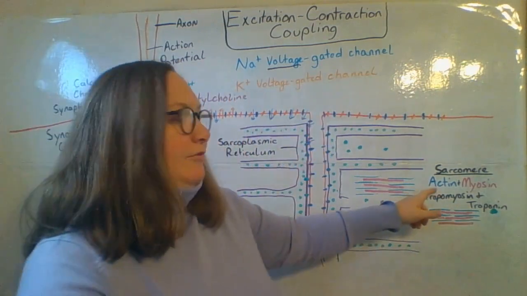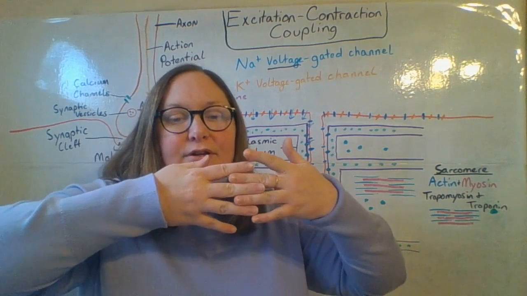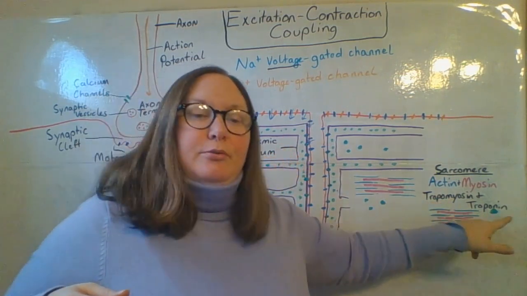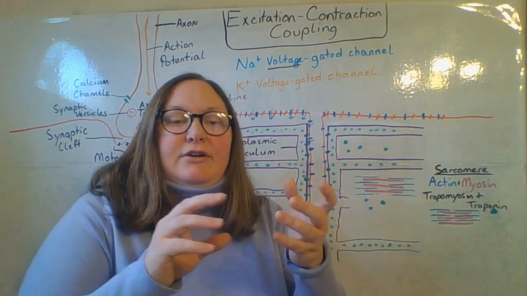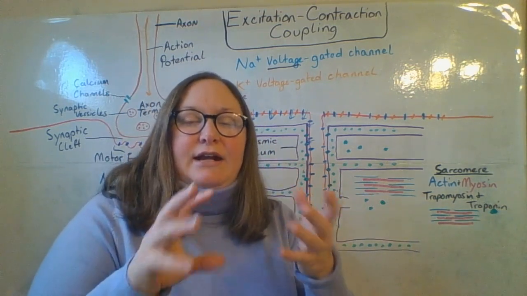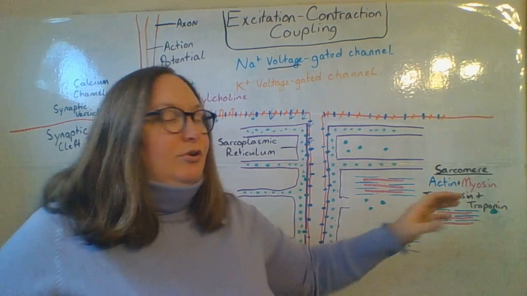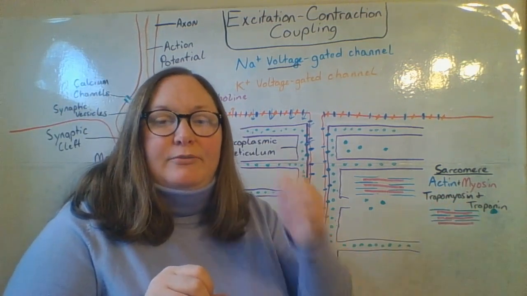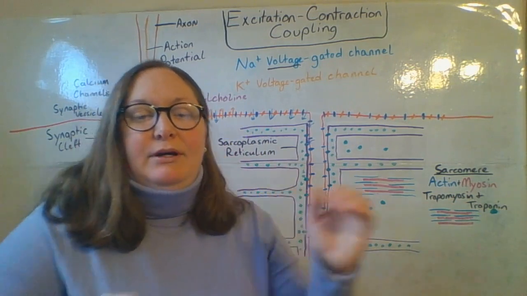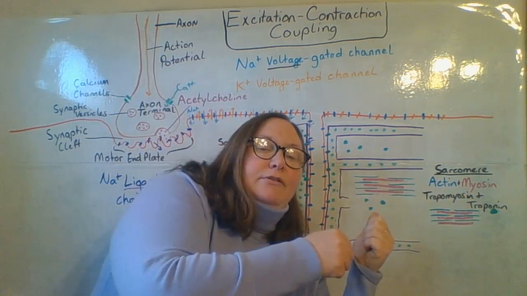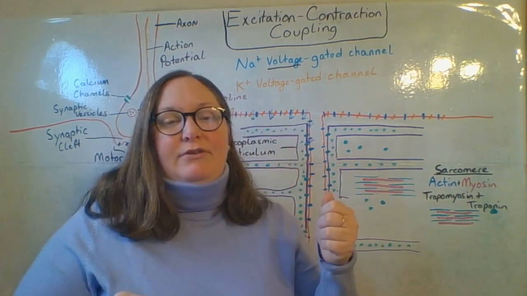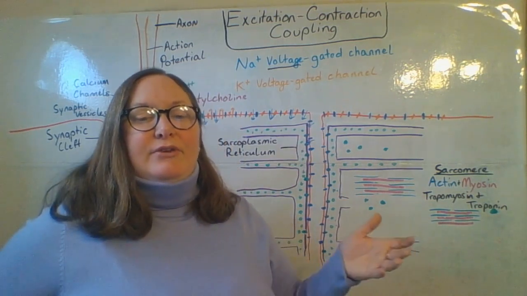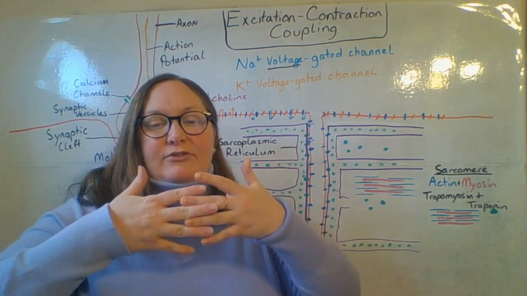So we have our sarcomere, if you remember. We have actin and myosin, but we also have tropomyosin and troponin. Remember, tropomyosin is covering those actin active sites, and troponin is holding tropomyosin in place. But when troponin binds to calcium, it pulls the tropomyosin off the actin active sites. And actin can bind to myosin, and we get that contraction taking place.